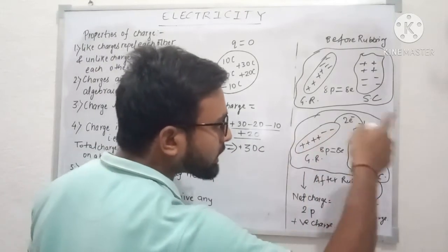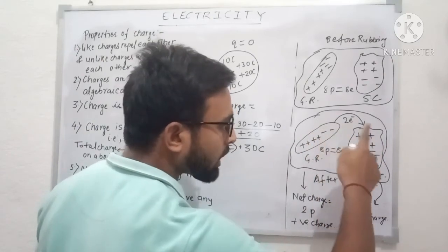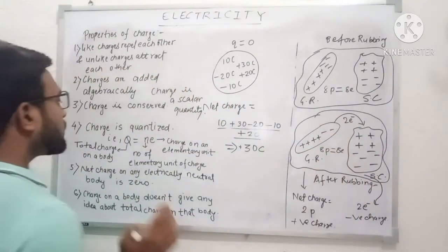Here no extra charge comes over a body. Here is the transfer of charge from one body to another body. Clear? Now moving to the fourth part.